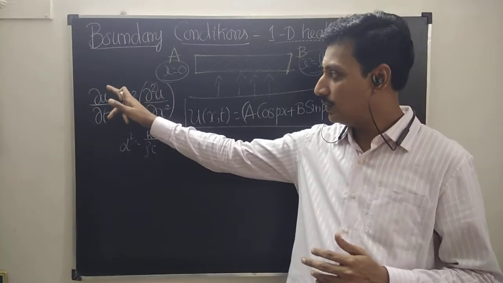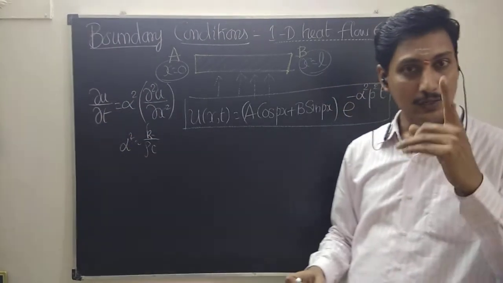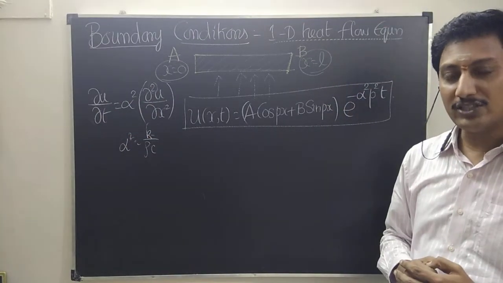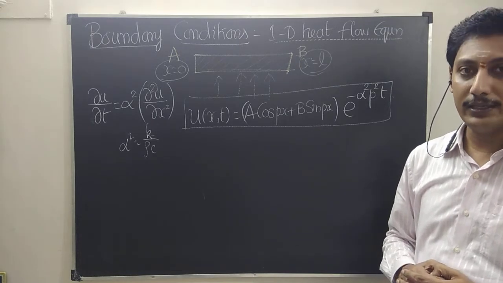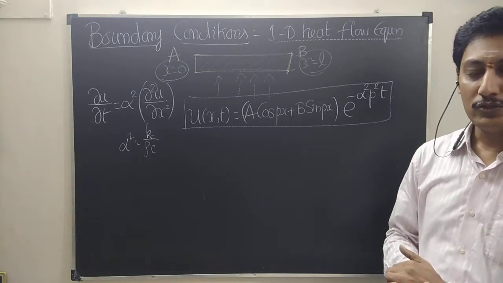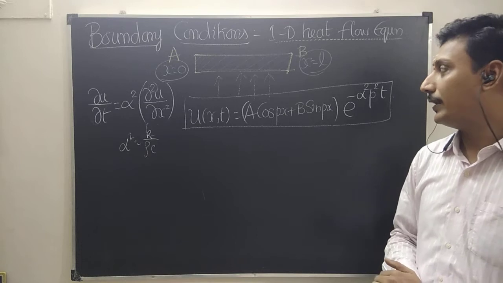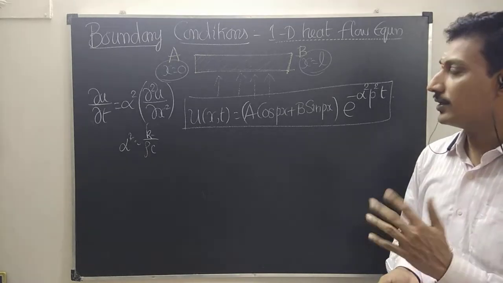What about u with respect to t? Only one time. So there is only one condition for the time factor t. Yes, absolutely, you are correct. So there are three boundary conditions for the one-dimensional heat flow equation. So what are the equations?